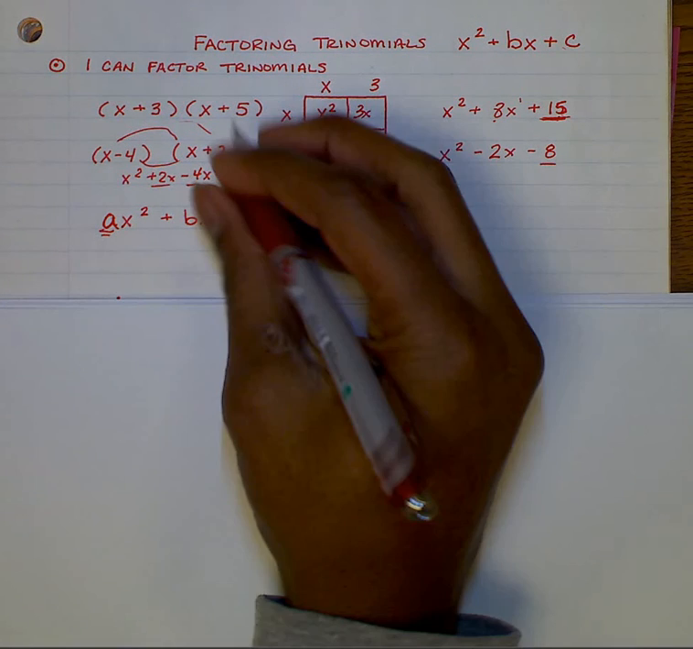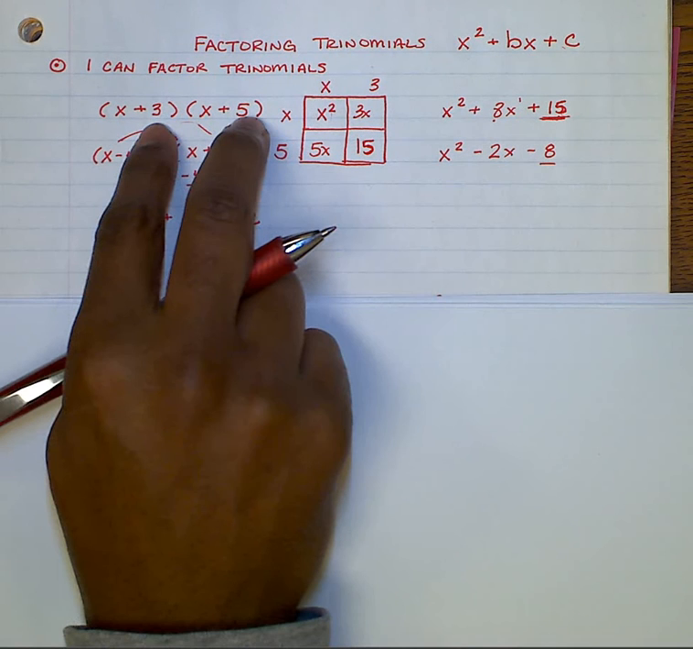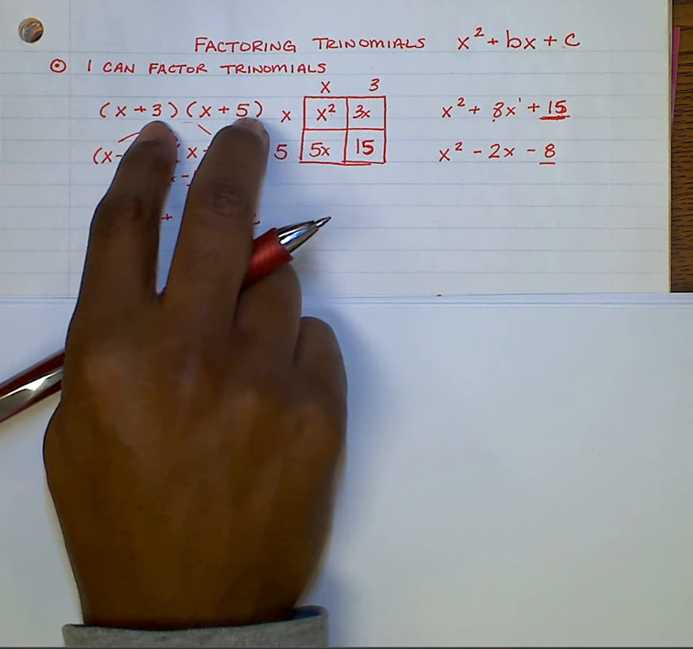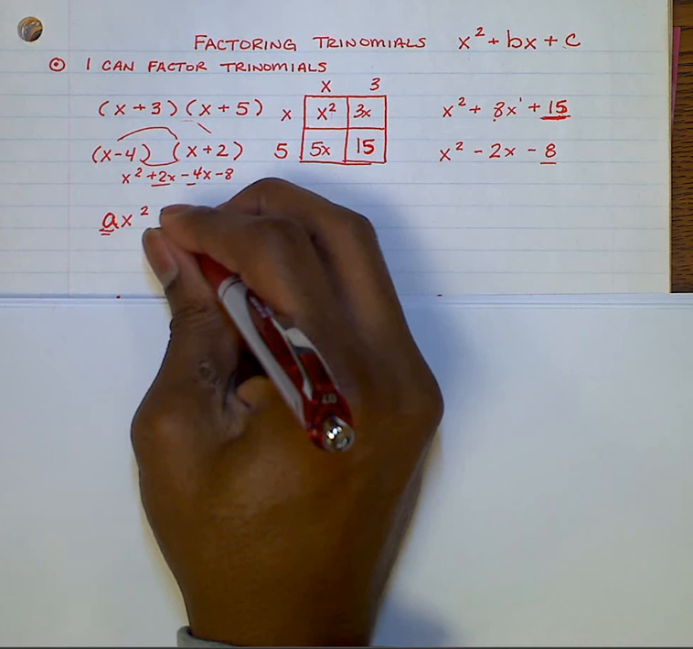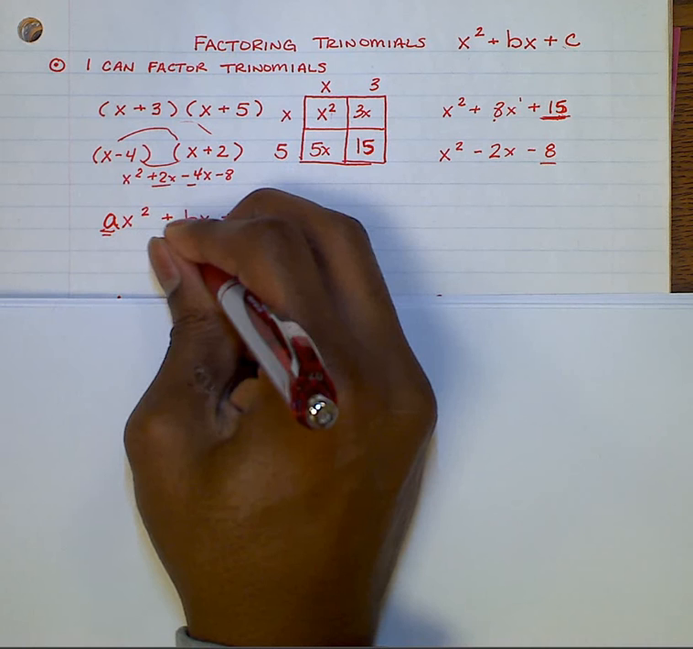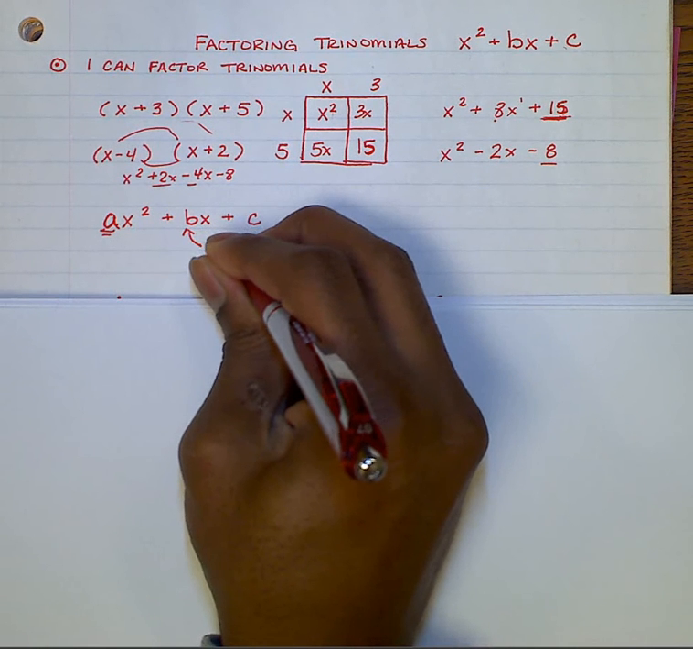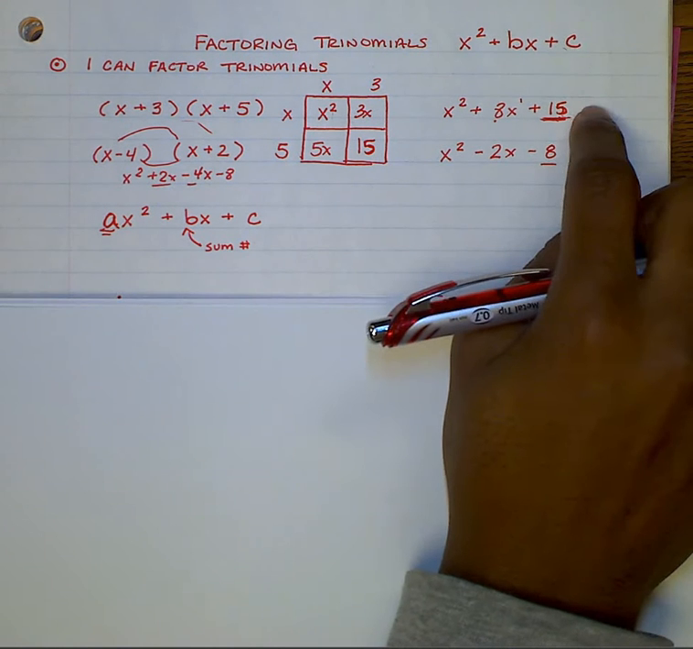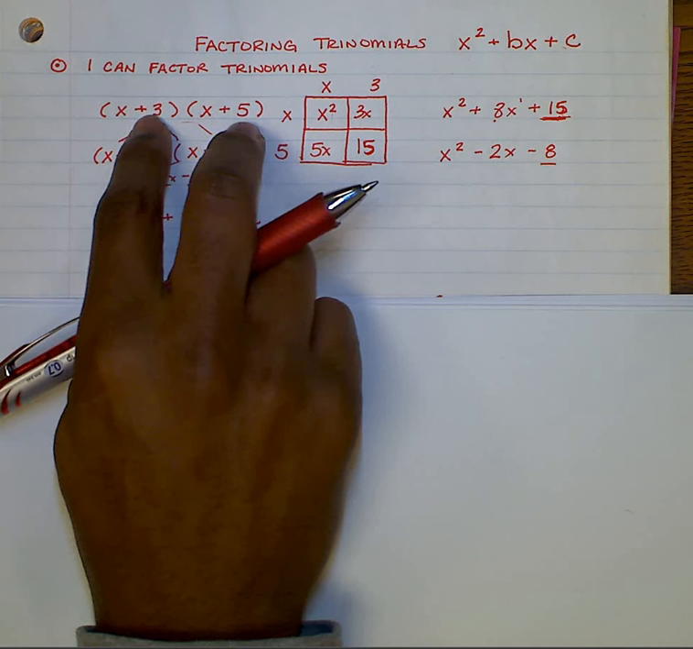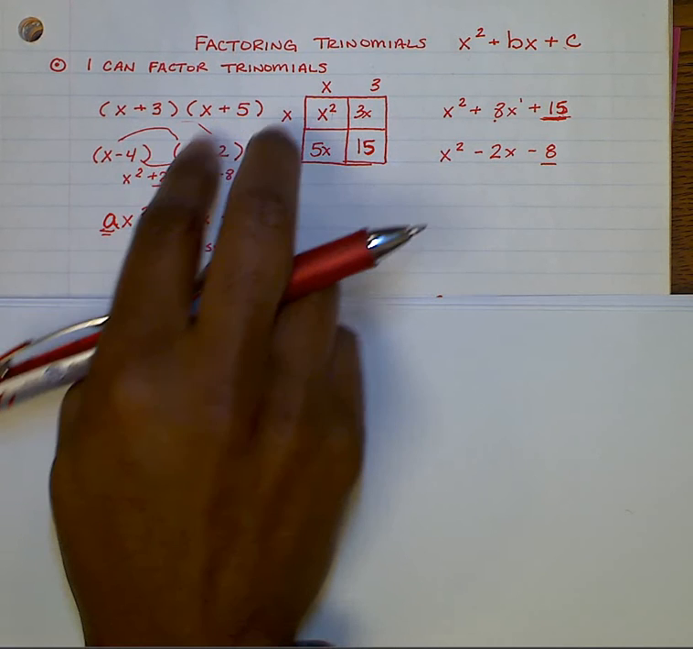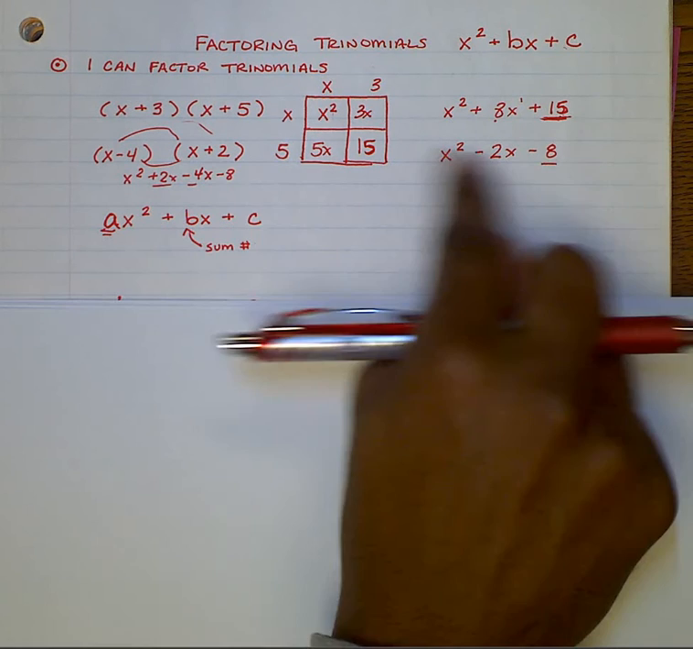And I said that this number in the middle was always the sum of our two constants in our binomials. I like to call b the sum number. This is the sum number. c was always the product of these two numbers, 3 times 5, negative 4 times 2. So 3 times 5 became 15, negative 4 times 2 became negative 8. So this is the product number.